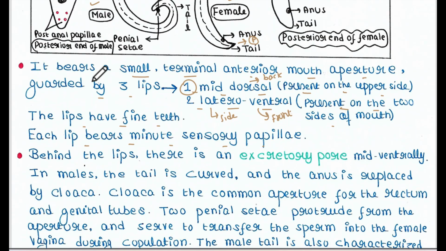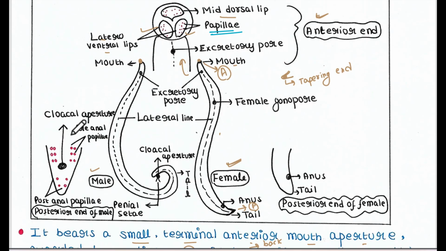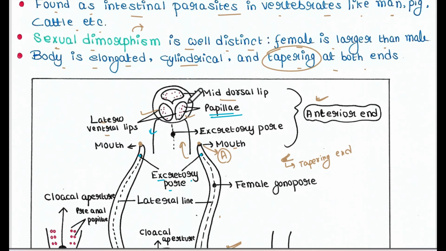Okay. Now this is all about the anterior part of the animal, and behind the lips there is an excretory pore mid-ventrally. Mid-ventrally means it is present in the middle portion of the front side. That is the excretory pore. So here is the excretory pore in the male and here is the excretory pore in the female. Both of them have an excretory pore just behind the mouth. If you see this structure, here also you can find this excretory pore.